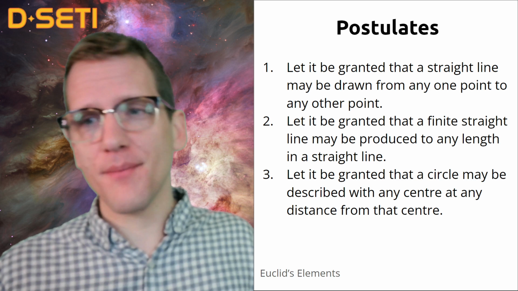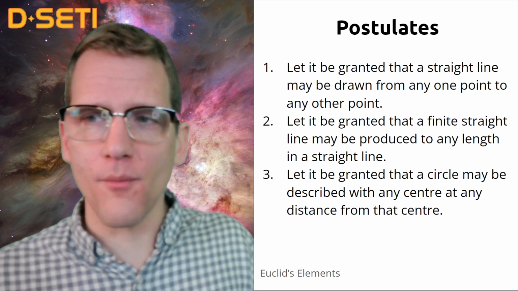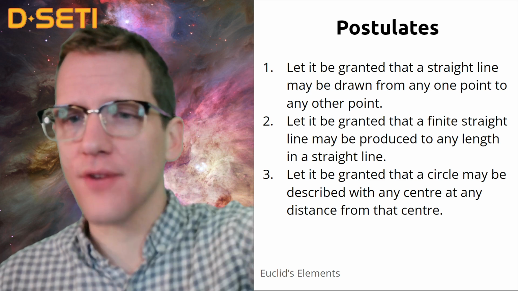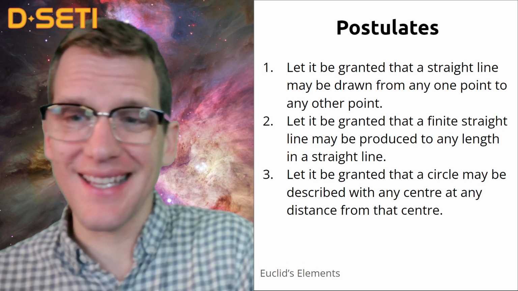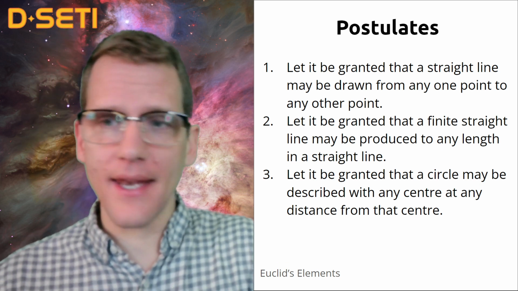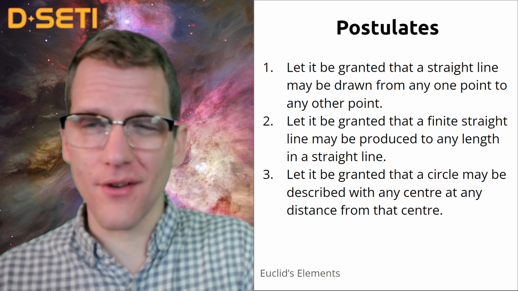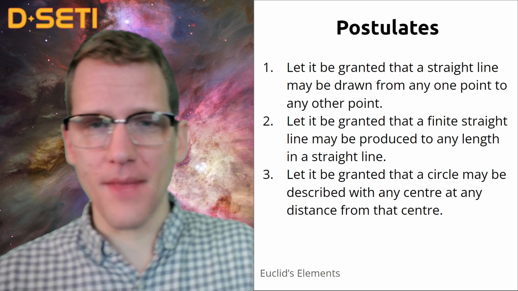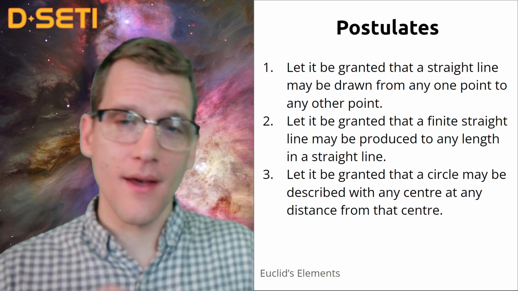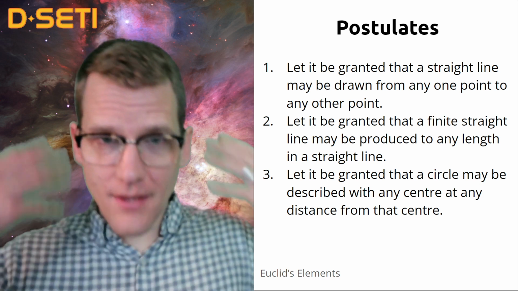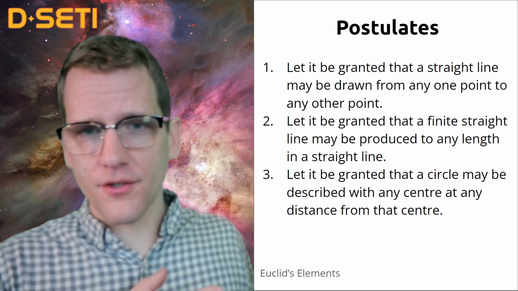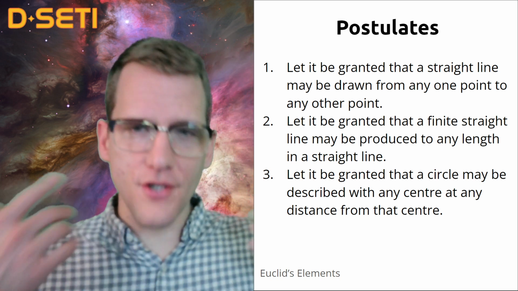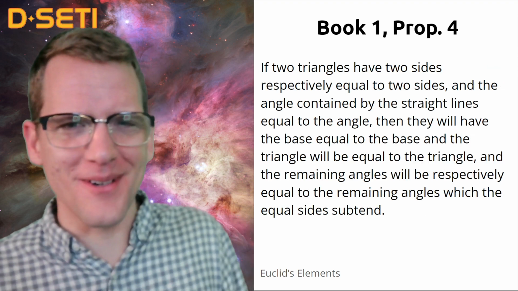Number 1, let it be granted that a straight line may be drawn from one point to any other point. 2, let it be granted that a finite straight line may be produced to any length in a straight line. And 3, let it be granted that a circle may be described with any center at any distance from that center. So here we're talking about mathematical capabilities in the mind that are essential to the ruler and compass method of work. And so this allows us to do geometry in our mind and geometry on a piece of paper.